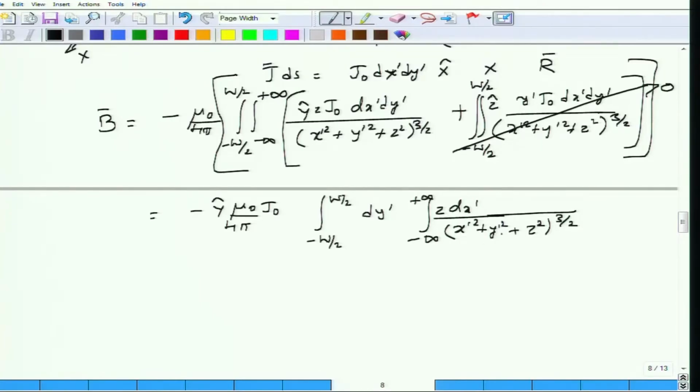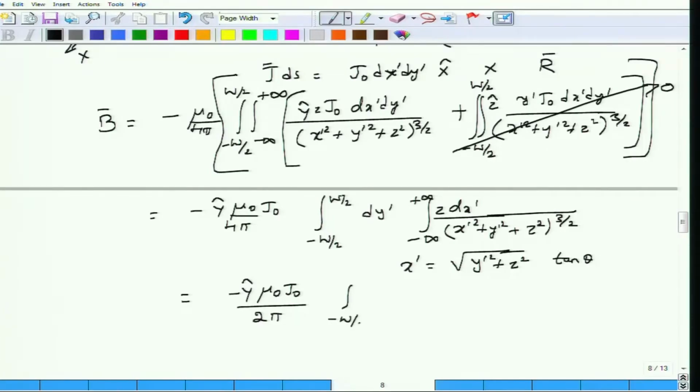So to evaluate this inside integral, you will be substituting something is equal to tan theta, right. So you will be substituting x prime is equal to square root of y prime square plus z square tan theta. So you can find out and change the integration limits and then do all these things. So eventually what you are going to get is minus y hat mu 0 j 0 divided by 2 pi integral from minus w by 2 to w by 2, z dy prime divided by y prime square plus z square.